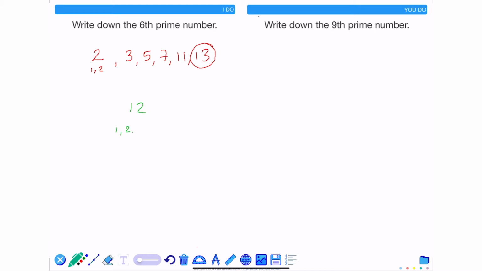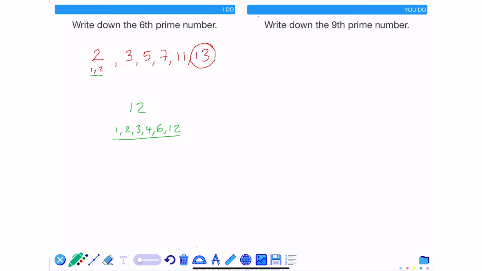1, 2, 3, 4, 6, and 12 are all the factors of 12. In other words, any one of these numbers will go into 12 without any remainder. So because it has 6 factors and not 2, that means that it's not a prime number.